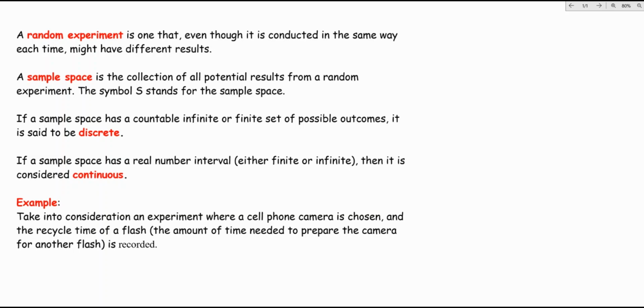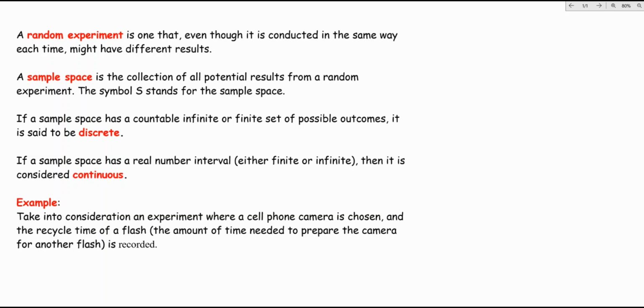The first definition we are going to look at is a random experiment. A random experiment is an experiment that, even though it is conducted in the same way each time, might have different results. So that's what a random experiment is.